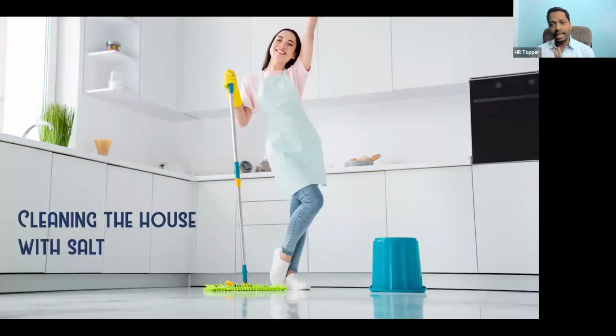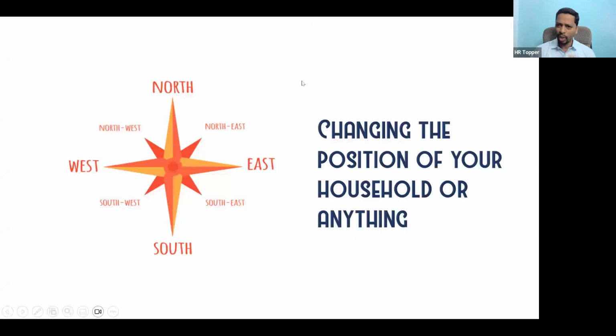Then comes cleaning the house. If you put salt in the water and clean your house, the negativity goes. But on which date you should do that, I will let you know. Example I'm telling, hypothetically. Now many a times I've seen this. This is a common mistake I've seen. Any day they do, Anand change करते हैं. ये ना ये change करो, इसको इधर रखो, इसको इधर रखो.